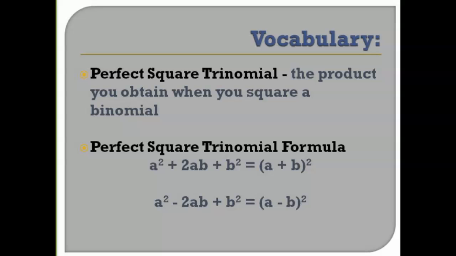a squared plus 2ab plus b squared, and they always factor as positives or negatives depending on the sign in the second part. So if the sign is positive, they factor as positives. If the sign is negative, they factor as negatives. And once again, it's the square root of the first and the square root of the last. The difference is that now the middle has to consist of the first term times the last term in their square roots times 2.